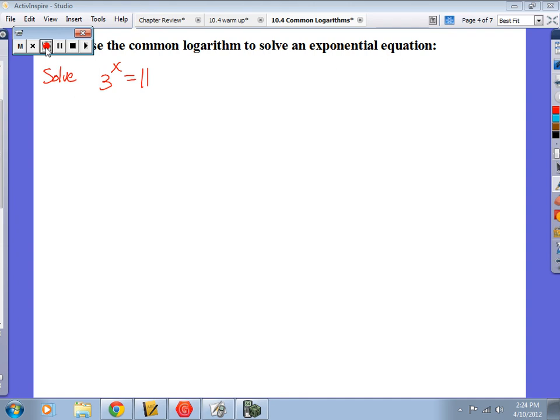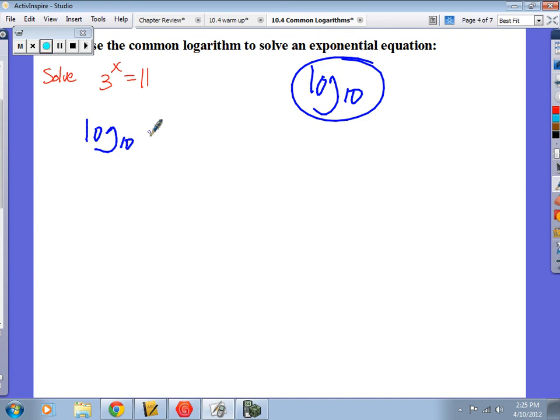Okay, this is what I love. Anything in log in base 10, because your calculator will do log in base 10. So Justin, move number 1. I'm going to go totally backwards. Can I do this? Log in base 10 of 3 to the x equals log in base 10 of 11.